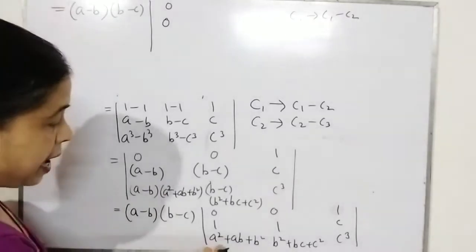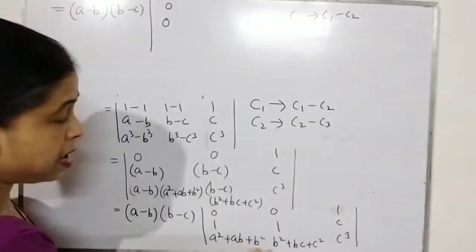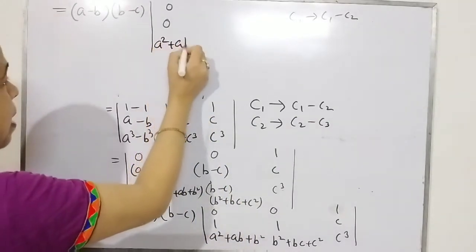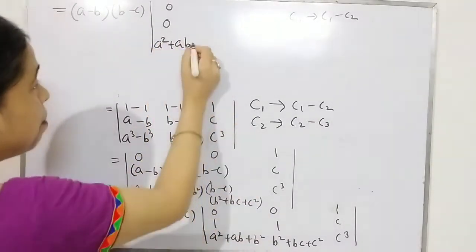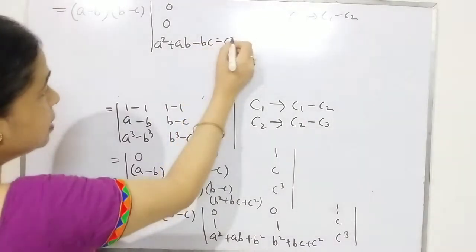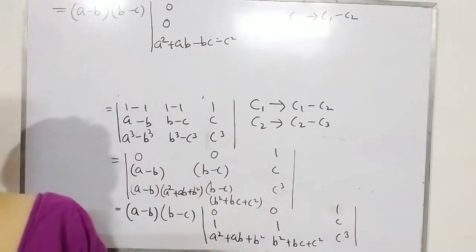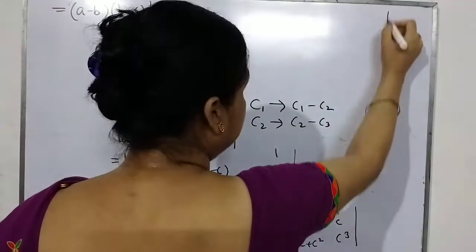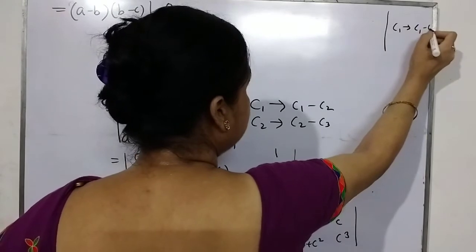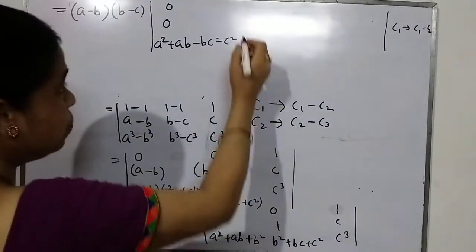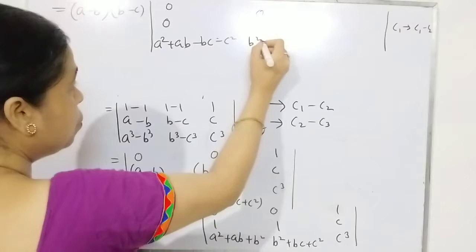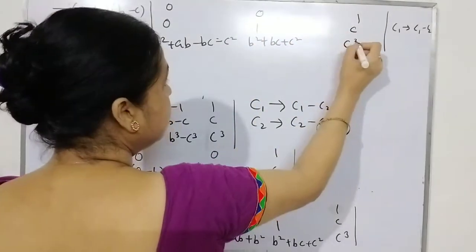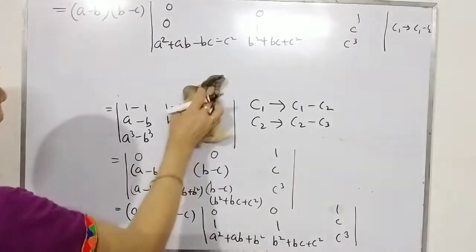What about this? a square plus ab plus b square minus b square: plus b square minus b square is cancelled out. So what is left? a square plus ab, minus bc minus c square. Then keep the second and third columns as they are. I am writing the property here, C1 replaced by C1 minus C2. So this is 0, 1, b square plus bc plus c square, 1, c, c cube.